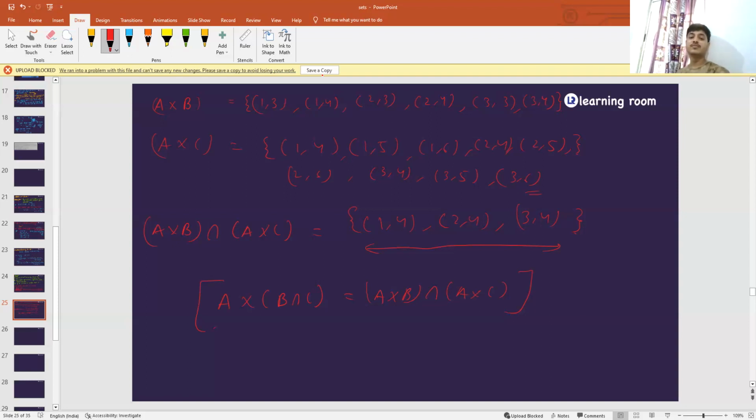Understood? Yes, sir. So whenever you get a question like this, you can take A common outside and then B intersection C inside. So you can easily solve this, isn't it? Similarly, I'm not proving it now. I'll just write A cross B union C will be A cross B union A cross C. Understood? Fine with you? Right. Write it down. This is an important result.